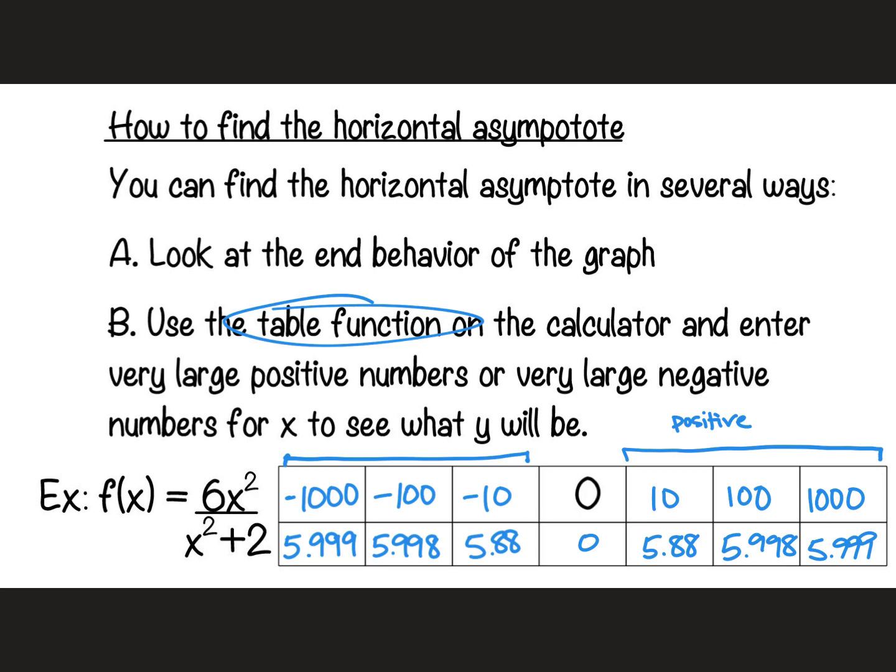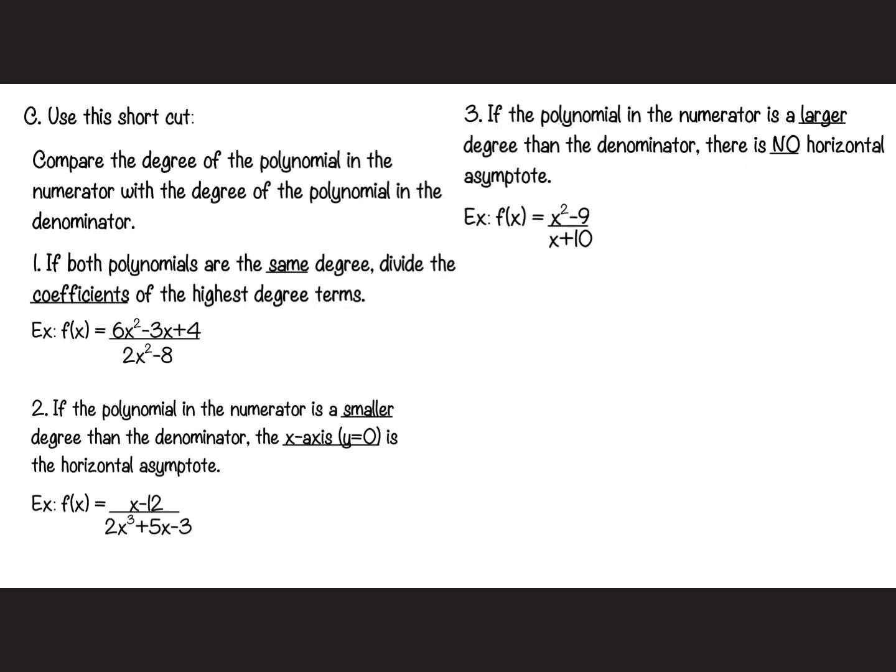So here you can see if I wanted to define the horizontal asymptote, I'm looking at what is the graph approaching but not touching. And it's pretty clear that it's getting closer and closer to +6. So we would have a horizontal asymptote at y equals 6. Now it's not always desirable to build a table each time. So here's an example of an alternative.